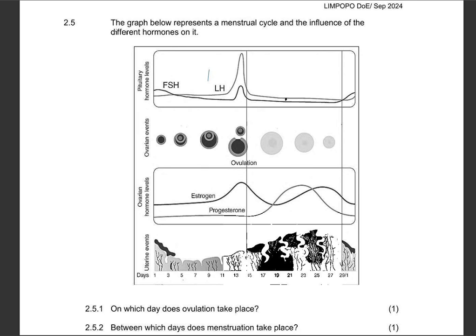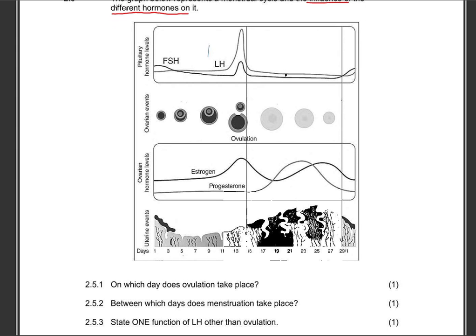Let us answer this menstrual cycle question from a previous question paper. The graph below represents a menstrual cycle and the influence of the different hormones on it. First question, on which day does ovulation take place? It takes place on day 14.